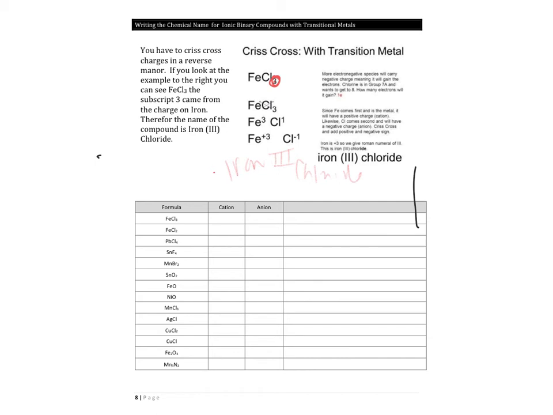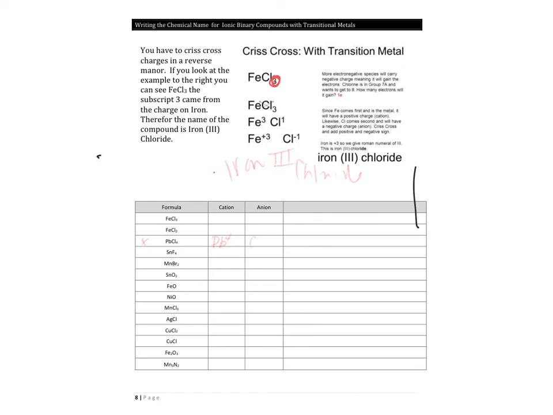So let's go down here and take a look at this one right here, PbCl4. Well, we know lead can be +2 or +4. Is it +2 or +4? So I know my cation is always going to be my positive. Cations are positive. Cats have paws. So Pb is my positive right here. It's going to be my cation. Now, is it 2 or is it 4?